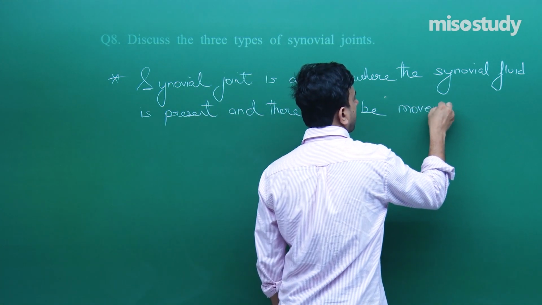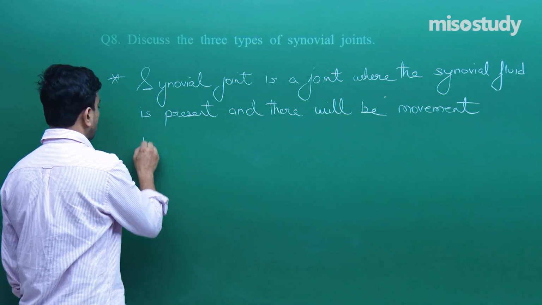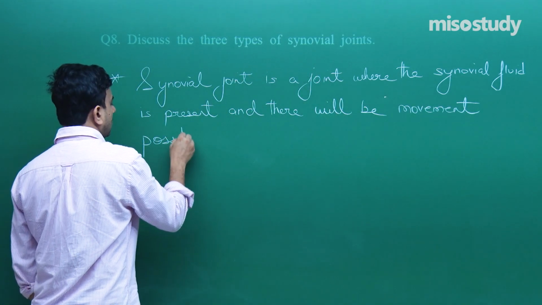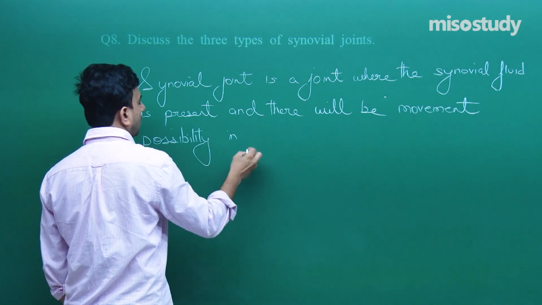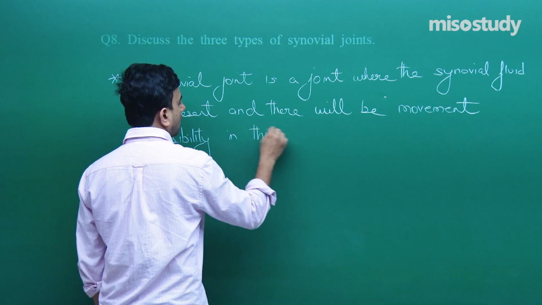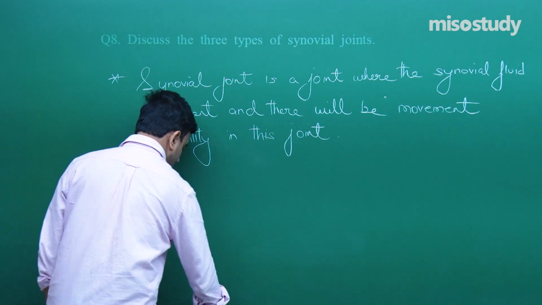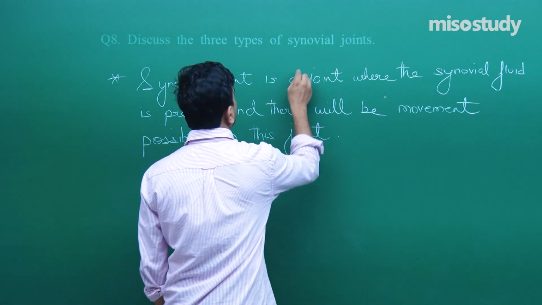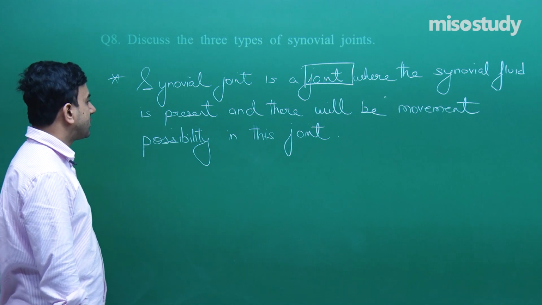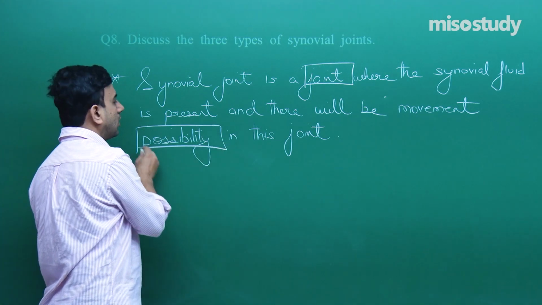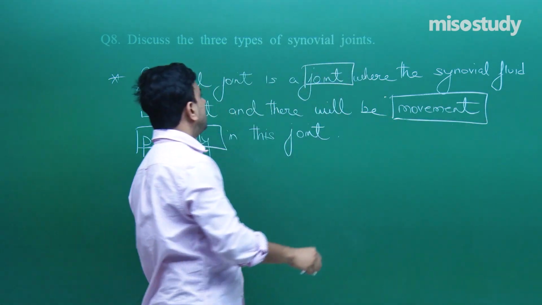Synovial joint is a joint where the synovial fluid is present, and there will be movement possibility in this joint.